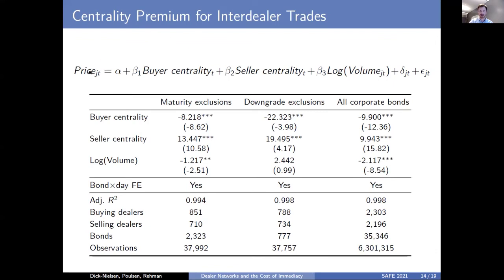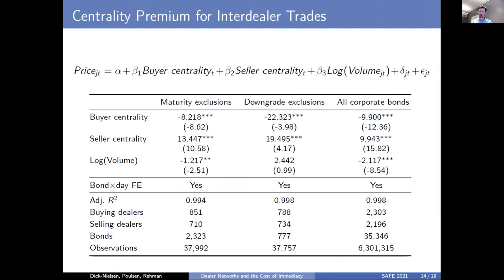Now, the second thing we do is that we also look at trades in the interdealer market. So here we take the interdealer price, regress it on the buyer centrality, on the seller centrality, and control for the amount of trades between the two pairs. And again, we include bond times day fixed effects. So now we find a negative estimate on the buyer centrality and a positive estimate on seller centrality. So in the interdealer market, core dealers are buying at lower prices and selling at higher prices, thus implying a higher bid-ask spread. So in the interdealer market, we have a centrality premium. We have exactly the same findings for downgrade exclusions and also in the entire corporate bond market.